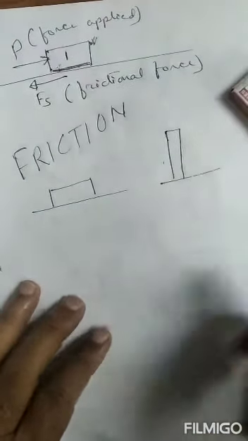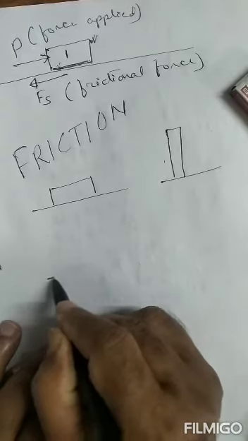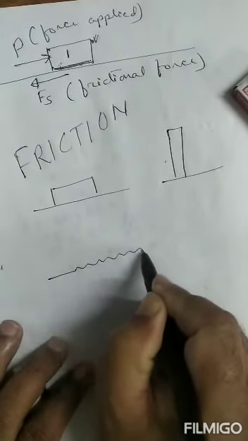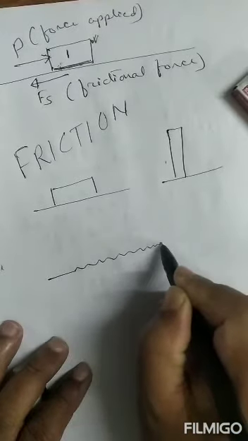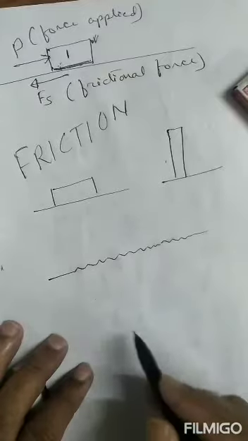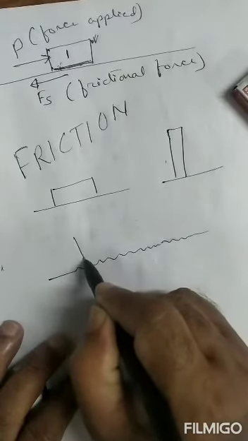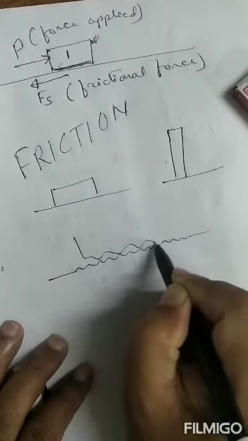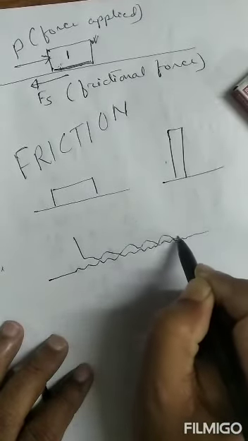If we see under a high power microscope, then it is found that our tabletop, which appears to be normally a smooth surface, is like this. Similarly, the lower surface of the body is also like this. They are irregular in shape.